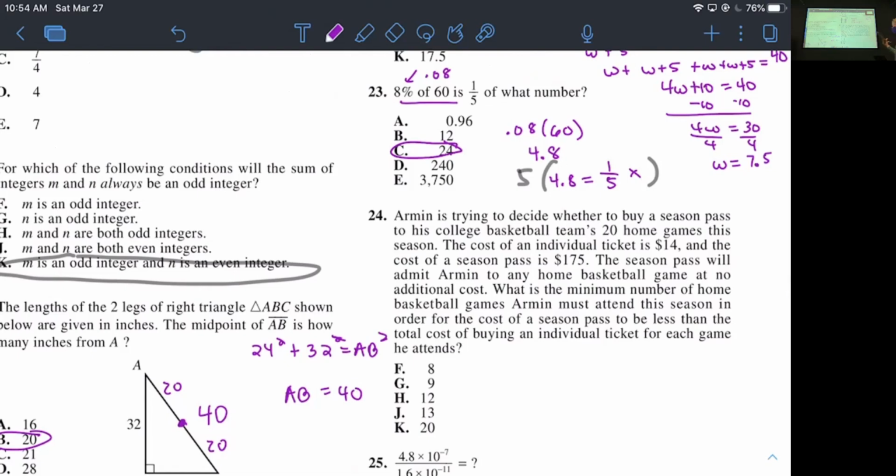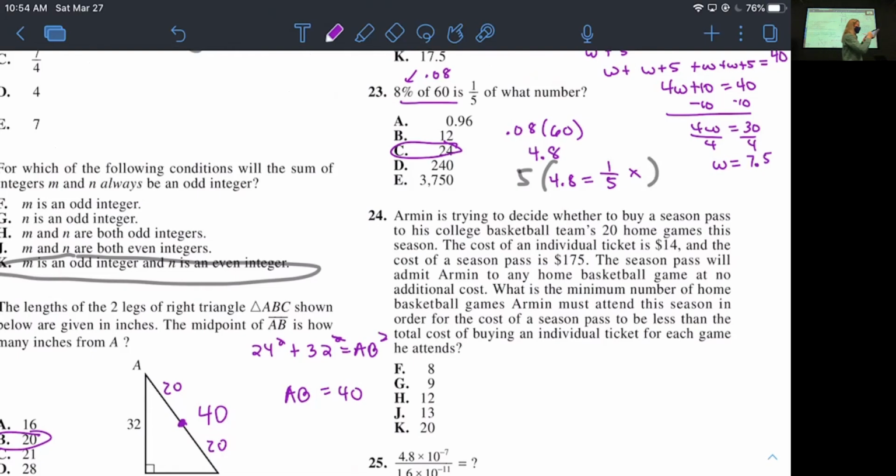Armin is trying to decide whether to buy a season pass with college basketball team 20 home games this season. The cost of an individual ticket is 14 and the season pass is 175. How many games must he attend for the season pass to be a better deal?